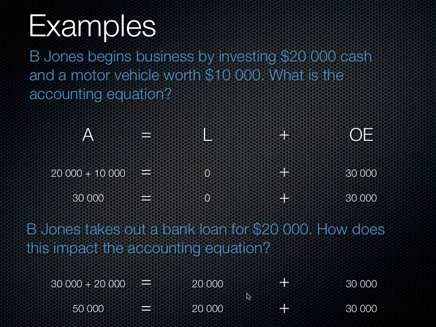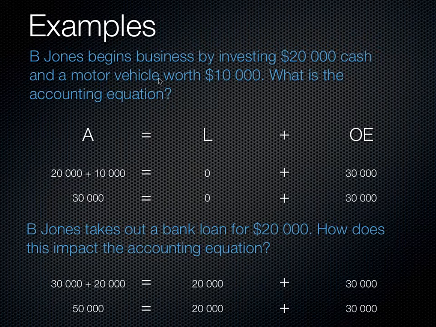So if we move along and have a look at a couple of examples. Say we've got this person, B. Jones, and they start a business by putting in $20,000 of their own money, $20,000 cash. It's their own money that they've got from somewhere. We don't really care because we're concerned with what the business is doing, and the business is just getting $20,000. So that's going to be eventually owed back to B. Jones. That's an owner's equity, from what we know about owner's equity.